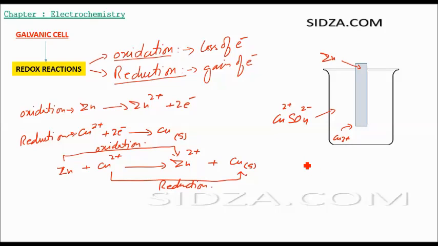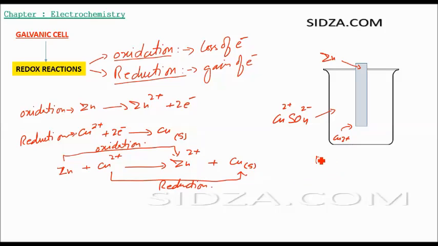Now suppose I carry out a redox reaction in two separate vessels. That is an indirect redox reaction. In a direct redox reaction, both oxidation and reduction occur in the same vessel, but if I develop a mechanism so that one substance gets oxidized in one vessel and another substance gets reduced in another vessel, so that there is transfer of electrons from one vessel to the other, that is called an indirect redox reaction, and that is how a galvanic cell works.